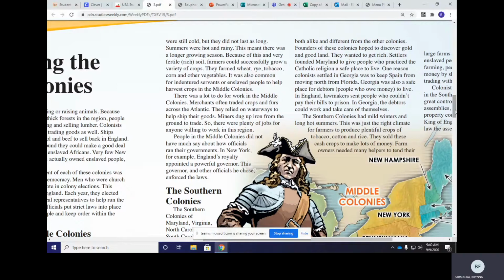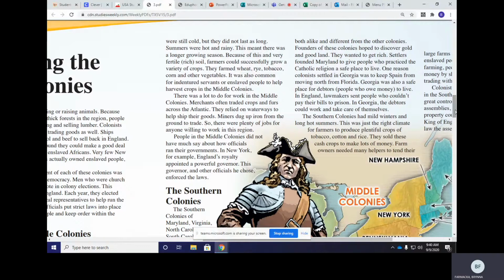It was also common for indentured servants or enslaved people to help harvest crops in the middle colonies. There was a lot to do for work in the middle colonies. Merchants often traded crops and furs across the Atlantic. They relied on waterways to help ship their goods. Miners dug up iron from the ground to trade, so there were plenty of jobs for anyone willing to work in this region.